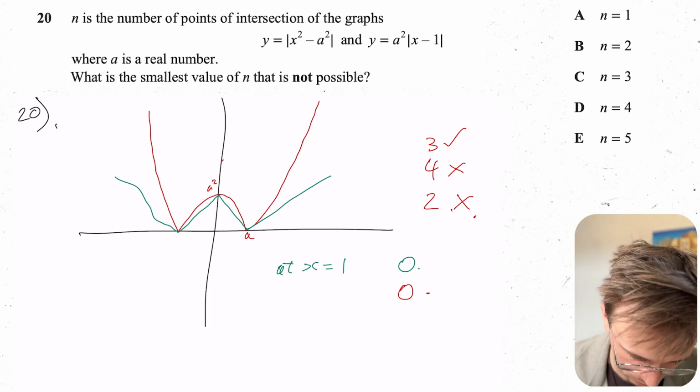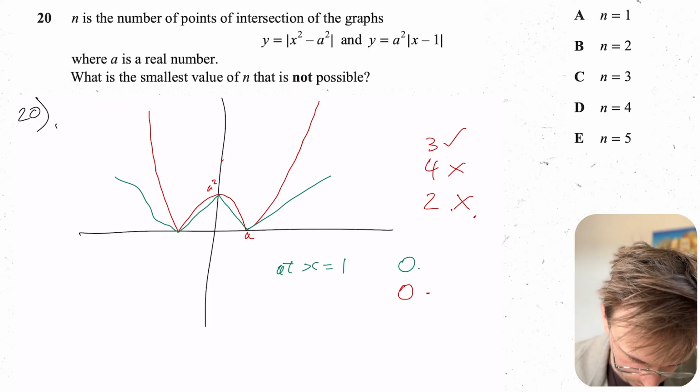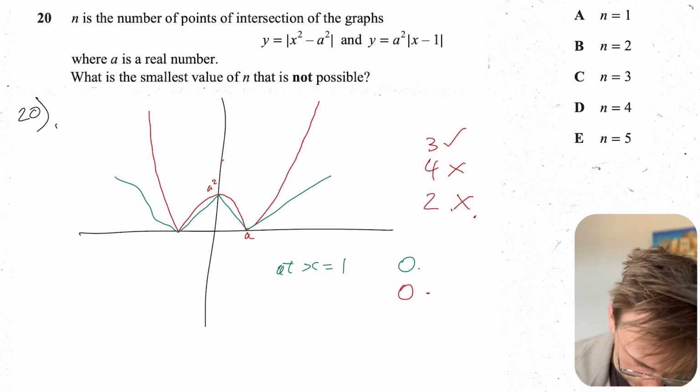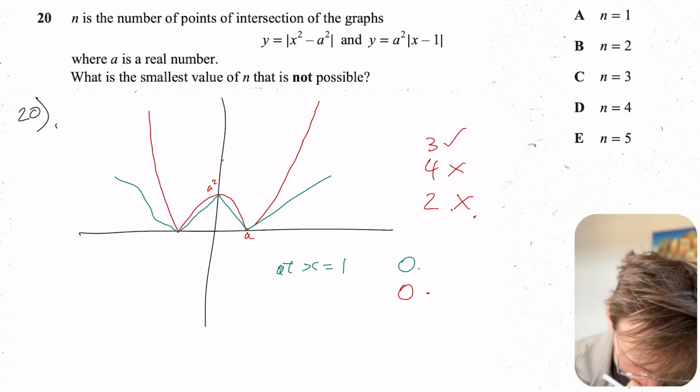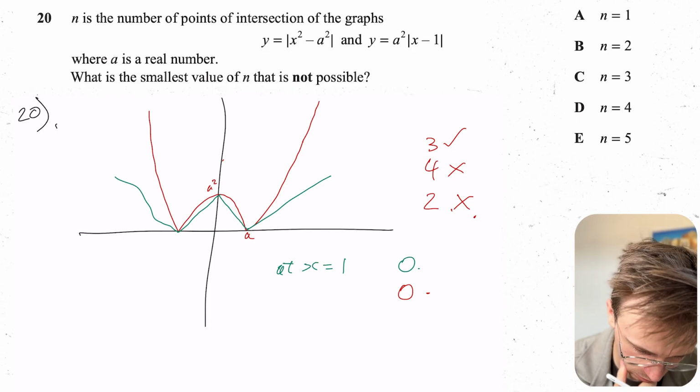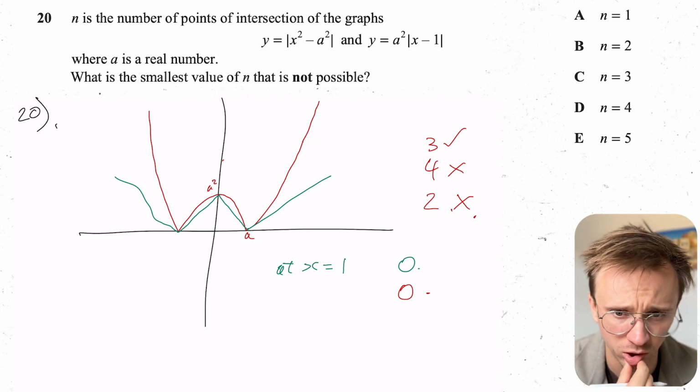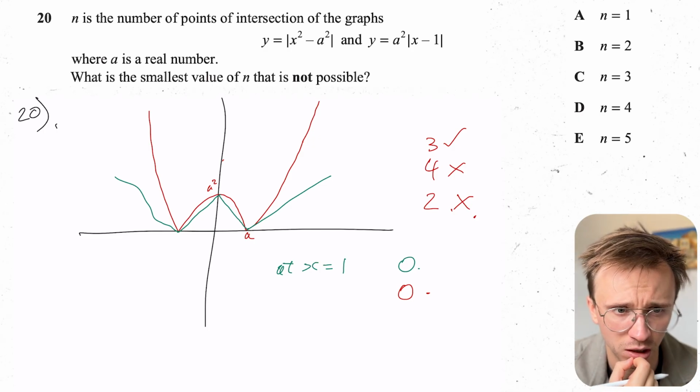Is there any way I wouldn't be able to get 1? N equals 1. Is there any way I can get 1? I don't even know if I could get 1. Let's have a look.